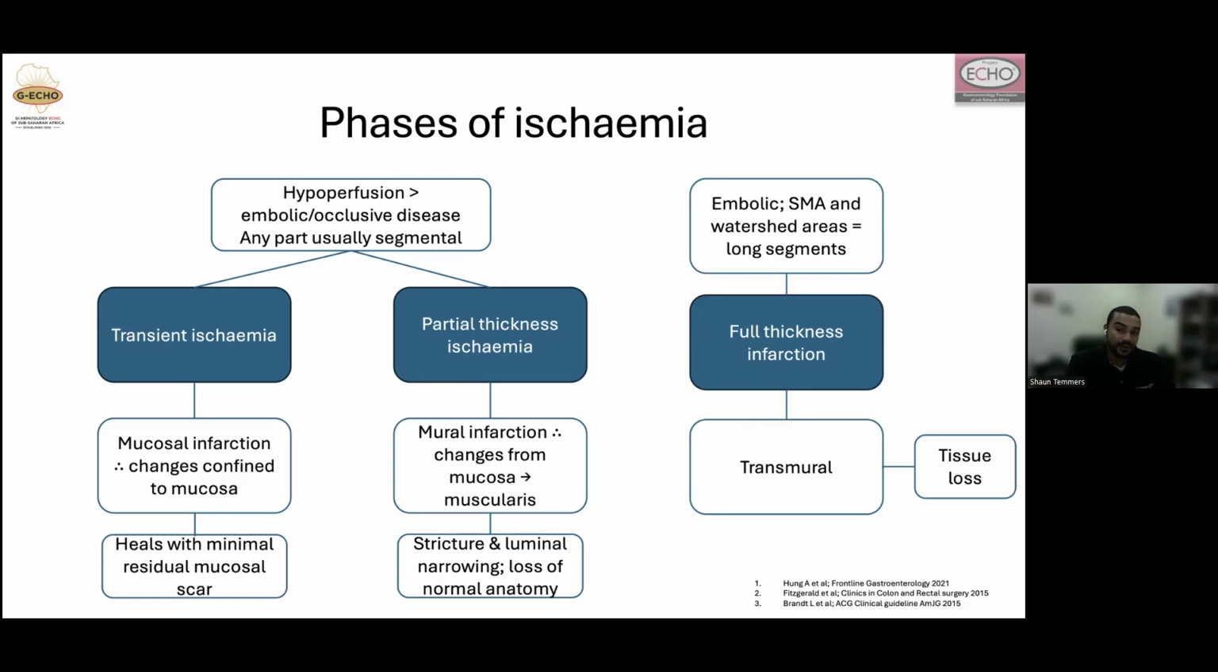Whereas a full thickness infarction is transmural and there's tissue loss. This is usually due to large embolic infarction of the SMA itself, or long segments, especially involving the watershed areas, as alluded to earlier.